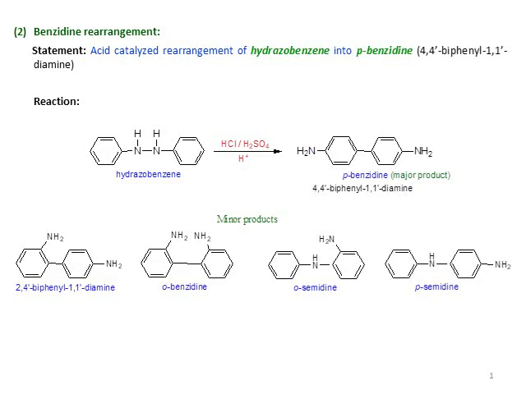the major product. Hydrazobenzene, when reacted with acids such as hydrochloric acid or sulfuric acid, will undergo rearrangement to form para-benzidine, which is the major product in this reaction.